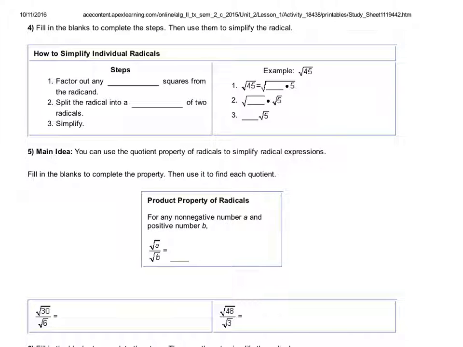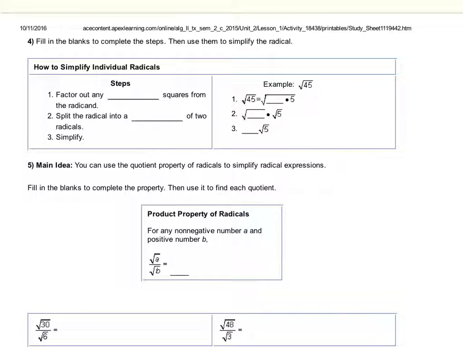All right, so now we want to talk about how to simplify individual radicals. And I hope you take a moment at this time to look at the video on the radical party, because it goes into great detail on what it is that you're looking for. We're actually looking for pairs. So according to Apex, the steps are to factor out any perfect squares. So that's any number that you can take the square root of.